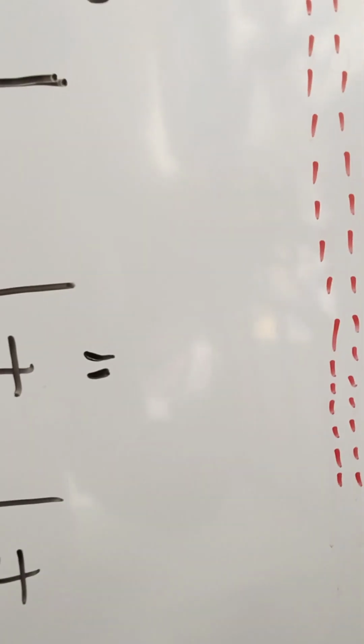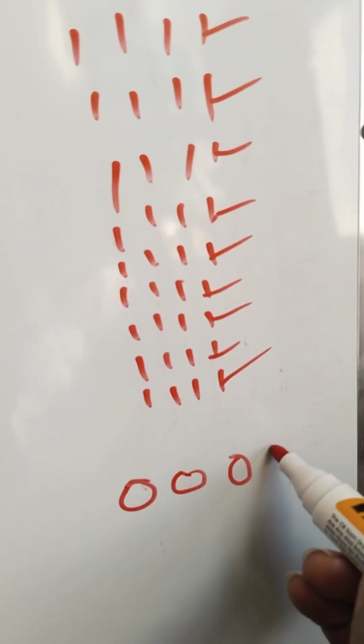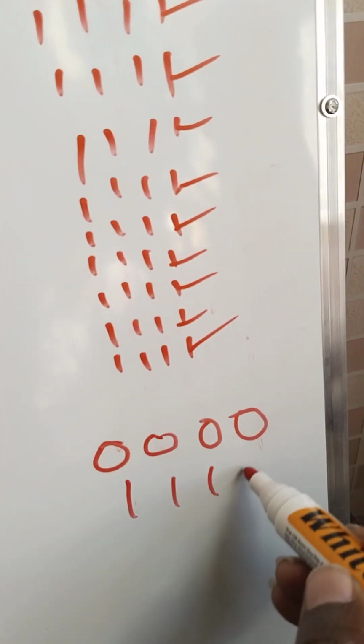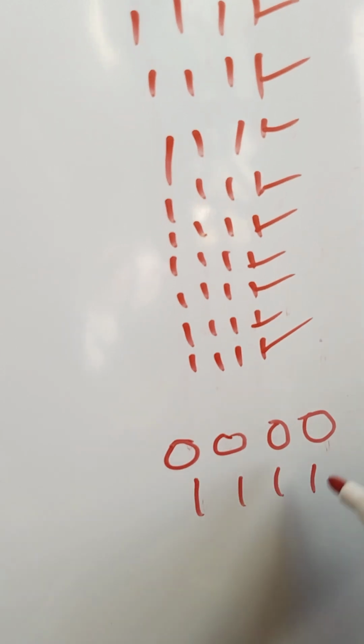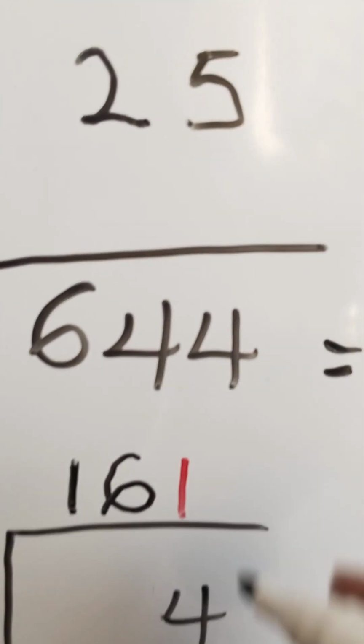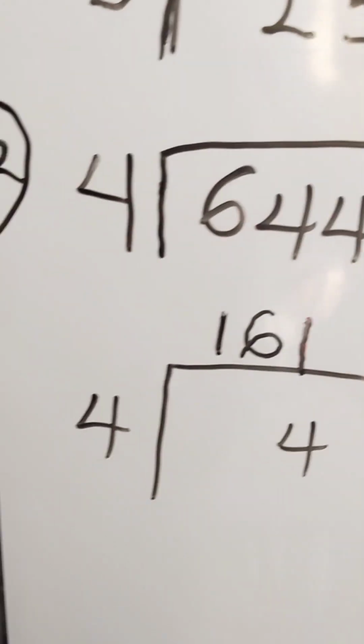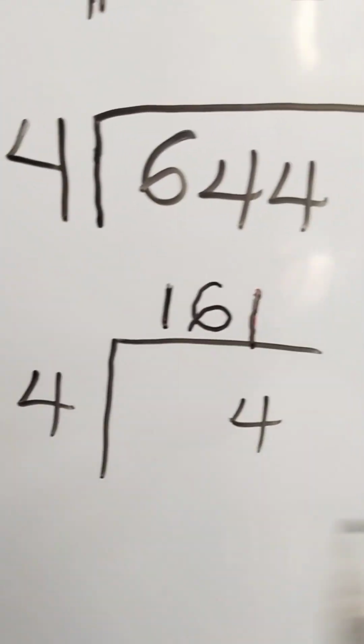So 4 balls, 1, 2, 3, 4, and divide them by 4. 1, 2, 3, 4. So it's already done. So how many? 1. So we'll put our 1 here. Okay, we can use our black marker, which is 1. So we have finished the number.